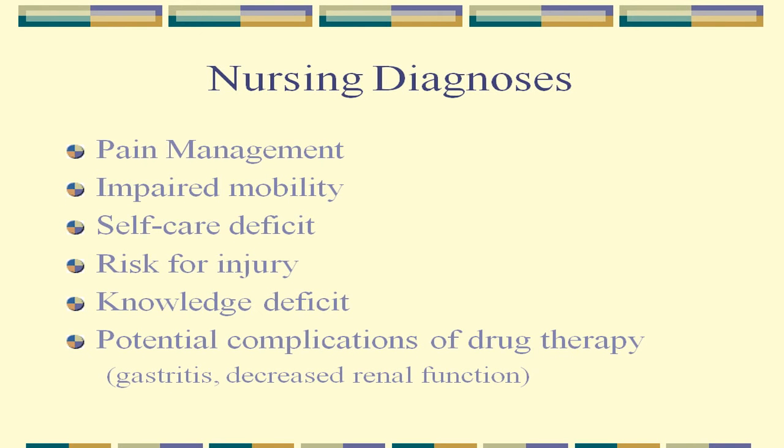Risk for injury, the person may have an actual knowledge deficit. They didn't know that if they weren't active, this contributes to osteoarthritis. So there may be a knowledge deficit. There may be potential complications of drug therapy. Again, gastritis and decreased renal function. A person that takes too much Tylenol can have decreased renal function. Okay?